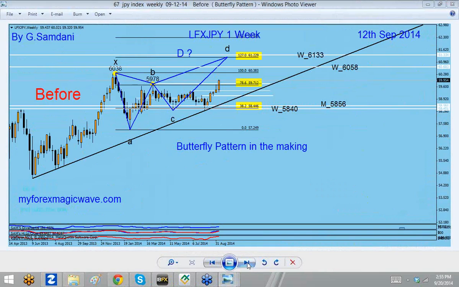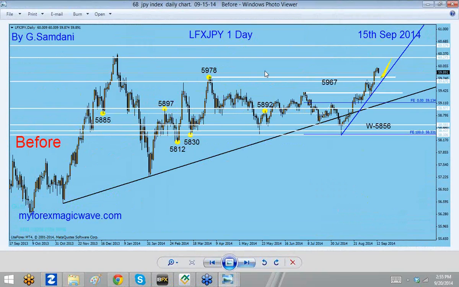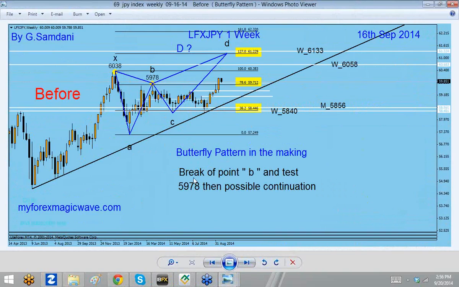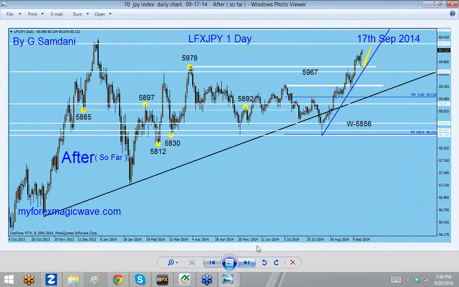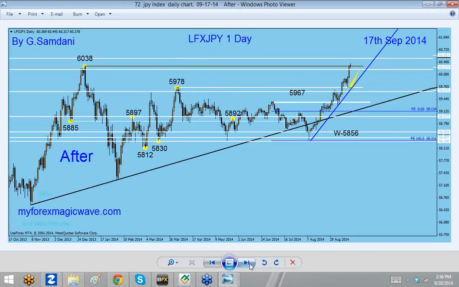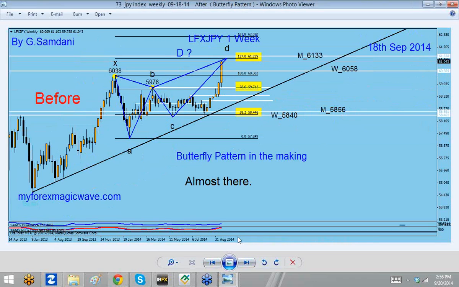Another understanding and calculation I had is this chart here. It's simple. There was a high here, 59.78, and it says it's going to come down a little bit to test, because it broke that level, right? 59.78 went up. Now it needs to come down, test and bounce, and that's exactly what it did, and it went all the way up. I even wrote it down here: break of point B and test 59.78, then possible continuation to the upside. So what happened? It started going up and up and up, all the way up there.